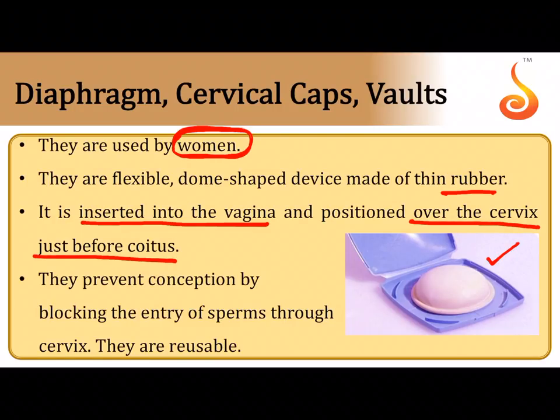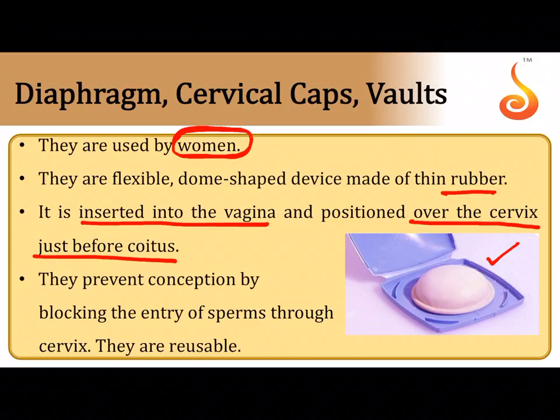So it acts as a block. It's placed inside the vagina. It will not allow the sperm to enter into the cervix because it blocks the entry to the cervix. So what are we accomplishing here? We are creating a barrier. We are creating a blockage so that the sperm cannot meet the ovum.